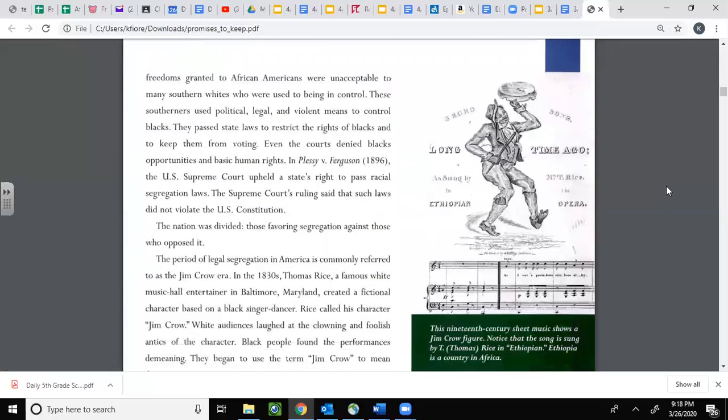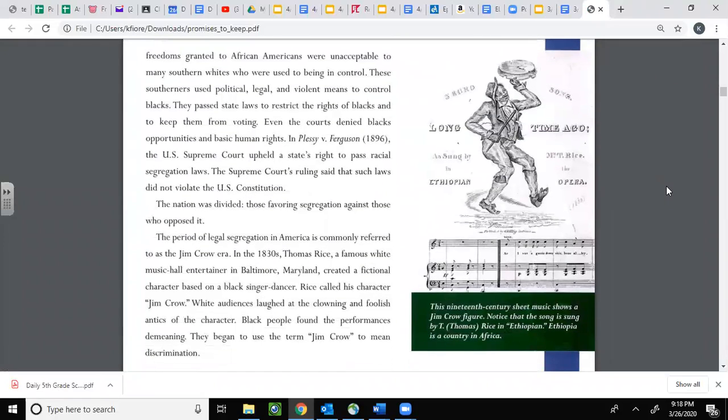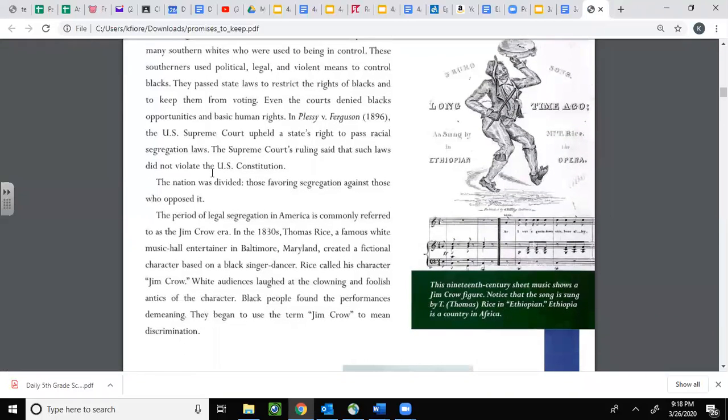But the new freedoms granted to African Americans were unacceptable to many Southern whites who were used to being in control. These Southerners used political, legal, and violent means to control blacks. They passed state laws to restrict the rights of blacks and to keep them from voting. Even the courts denied blacks opportunities and basic human rights. In Plessy versus Ferguson, the U.S. Supreme Court upheld the state's right to pass racial segregation laws. The Supreme Court's ruling said that such laws did not violate the U.S. Constitution. The nation was divided, those favoring segregation against those who opposed it.